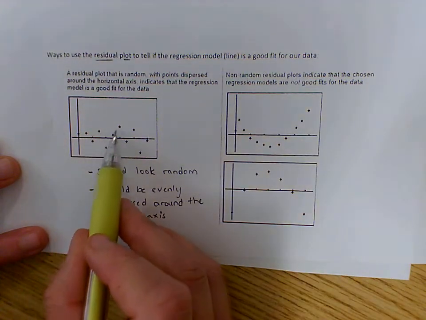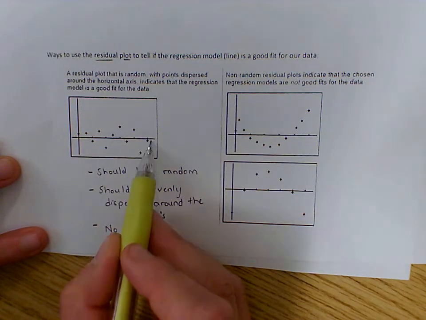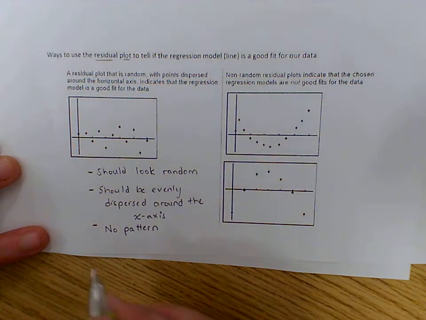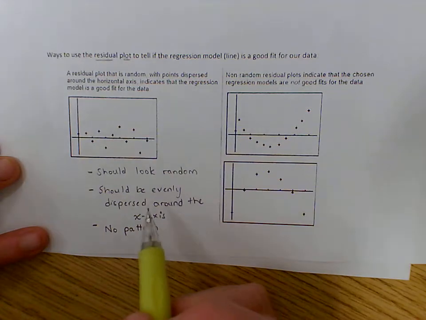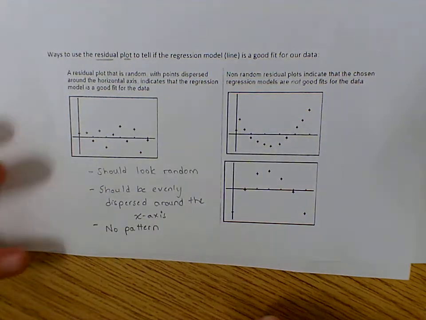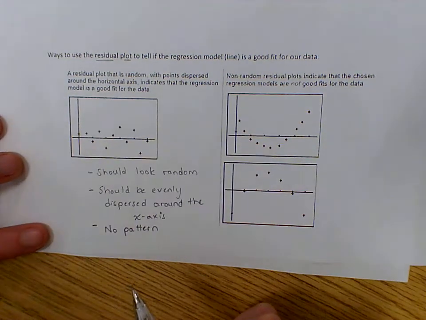There's about the same number of dots on one side as the other side of the x-axis, and there's not really a pattern to it. It doesn't look like a line or a U or a shape of any sort. You don't want to see a shape in a residual plot. That would be a bad thing. That's what we mean by no pattern.